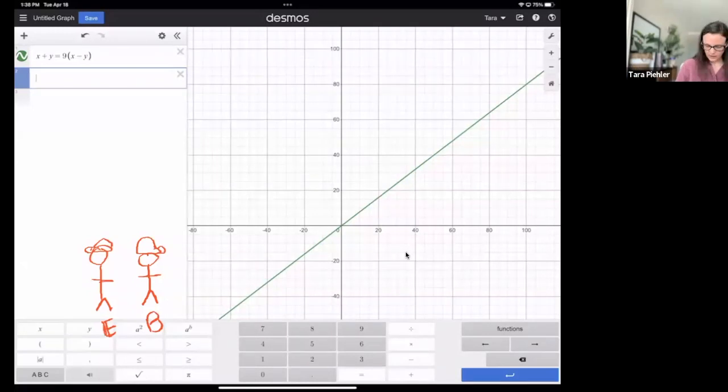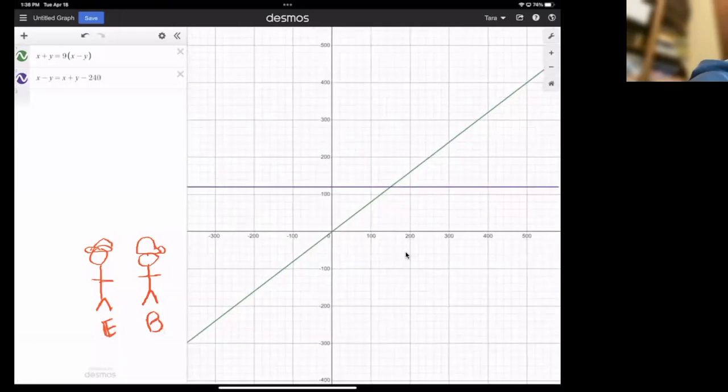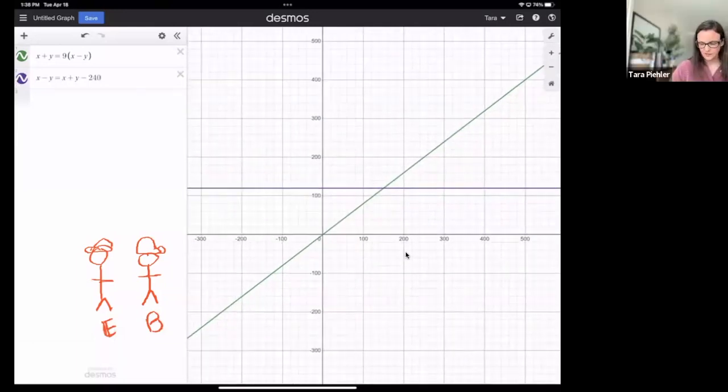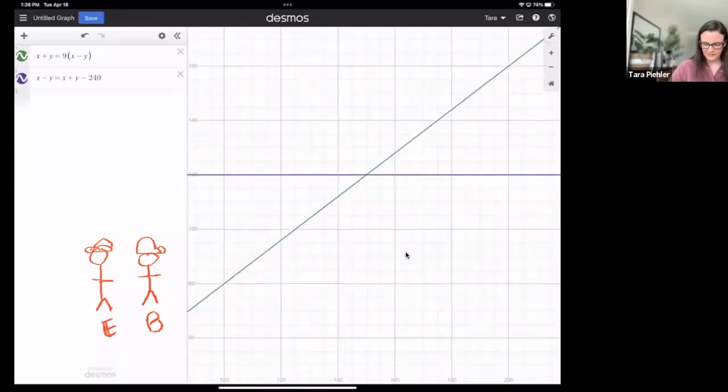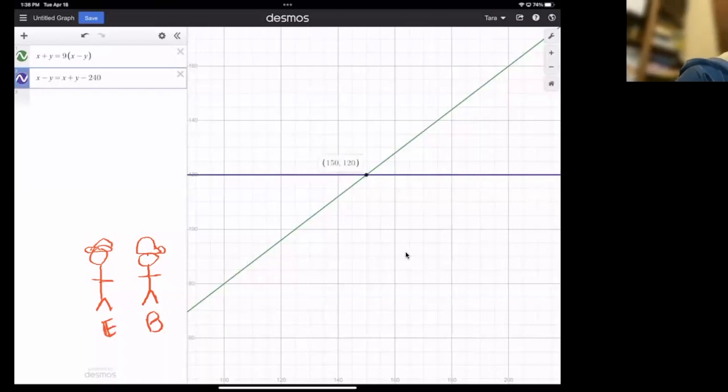Okay, and then her second equation was x minus y equals x plus y minus 240. Oh, I see a place. They meet around, they would still meet around 120, 150. Oh. Yeah. There you go.